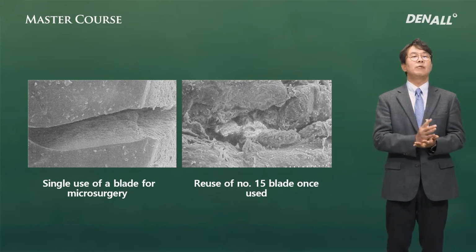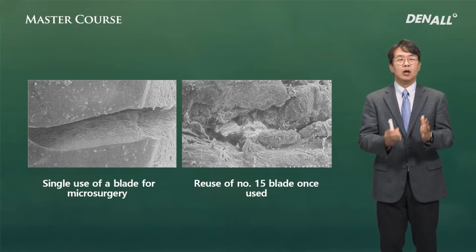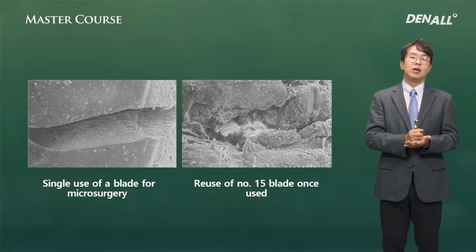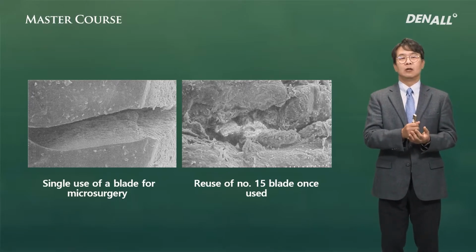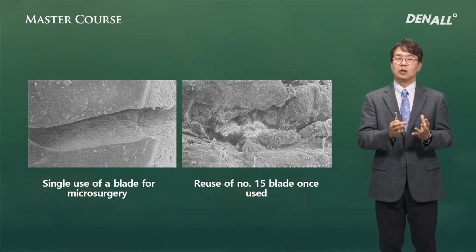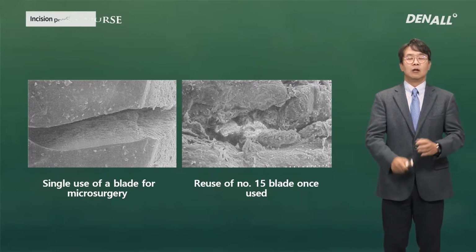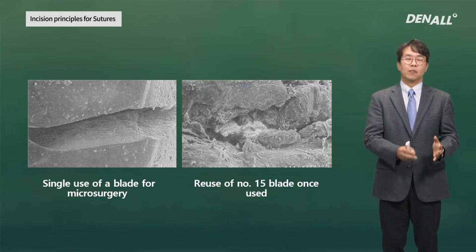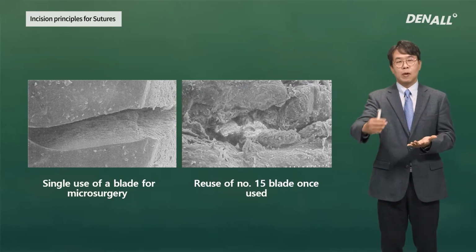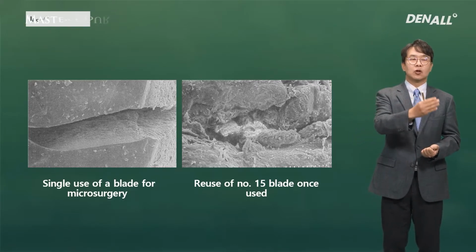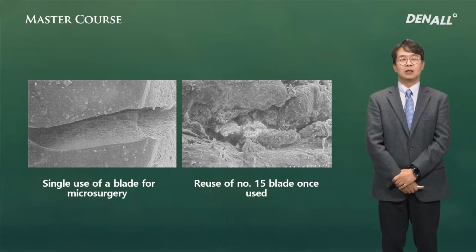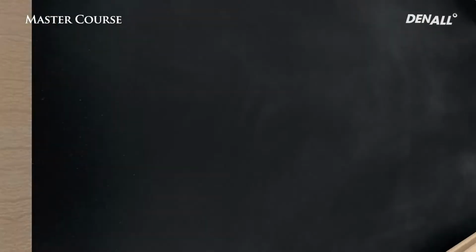When we do a surgery, we often make mistakes. We repeatedly use the same blade. When a blade touches periosteum, the working side gets dulled, so if you use it repeatedly, you can damage tissues. Therefore, when a blade touches periosteum and you need to make an incision again, you need to change the blade to lessen the damage to tissues.